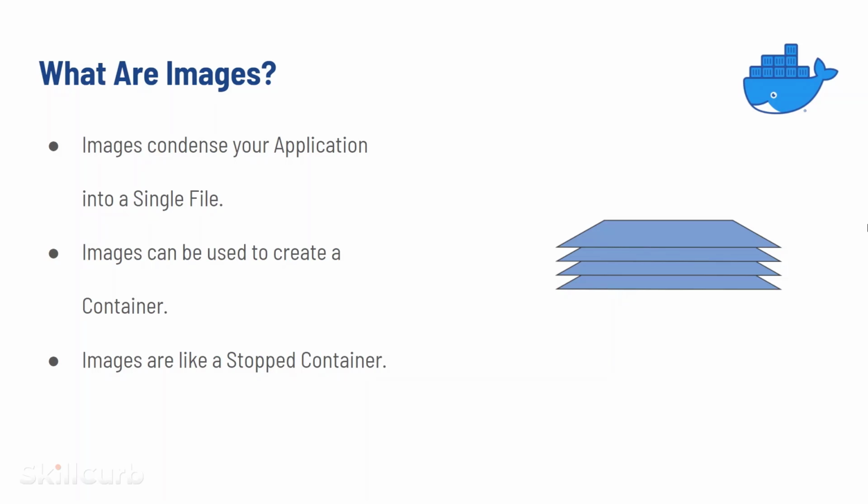You can create your own image using a Dockerfile, which we will be discussing in later videos. You can also create dependencies for your image by adding other images into your Dockerfile. Images are also very lightweight because they are intended to be used only for a single application or service.